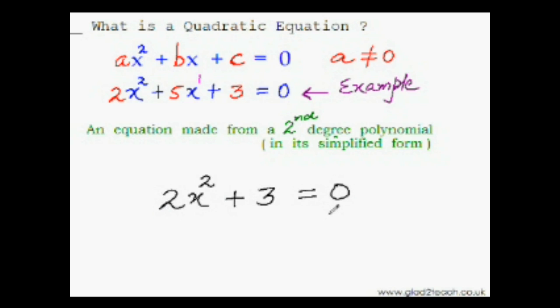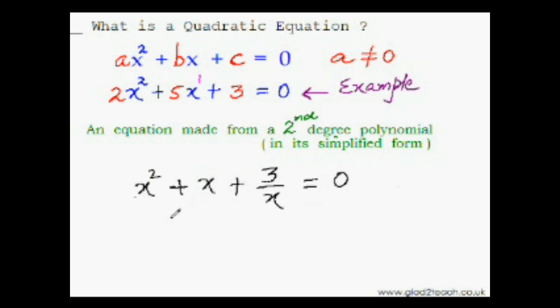What about this equation? Is it a quadratic equation? Yes, this is also a quadratic equation. Once again, it is of second degree and it is made up of a polynomial. Only thing is that this term, the middle term, is missing. That is, b must have been equal to 0. But it is still very much a quadratic equation, as it fulfills these two vital conditions. So what about this equation?